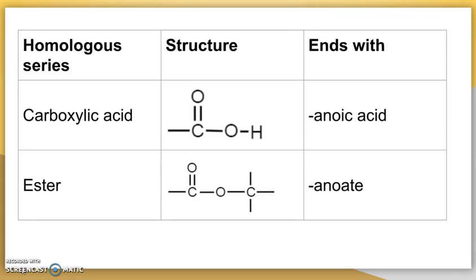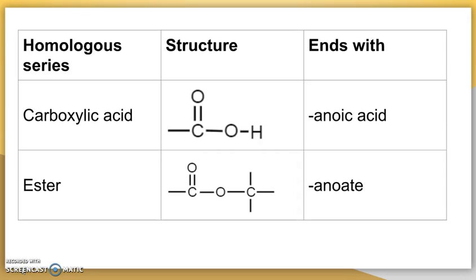In our previous video, we looked at the difference between aldehydes and ketones. We saw that both of them contained a double bond O, but in the case of the aldehydes, the double bond O would be at the end of the chain. In the case of the ketones, the double bond O would be in the middle of the chain.